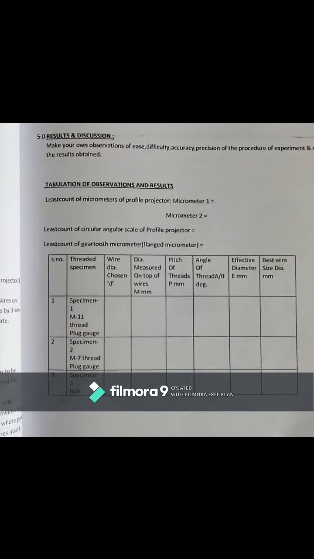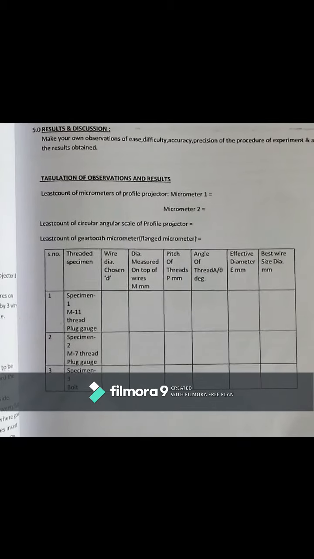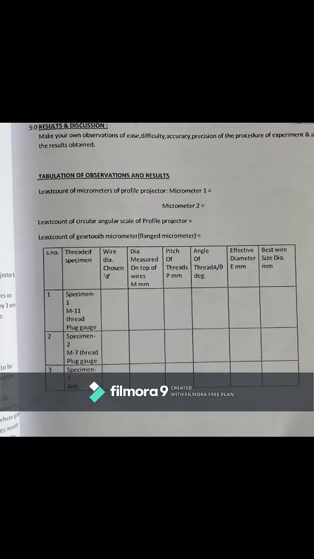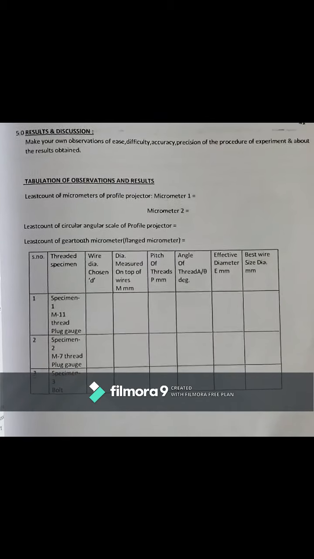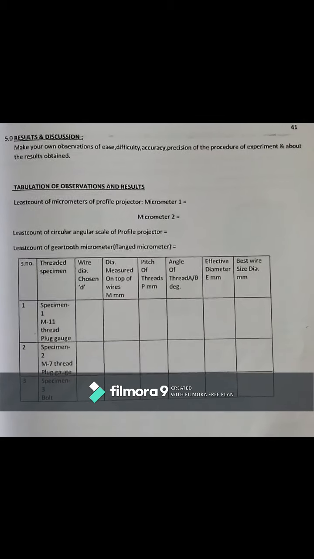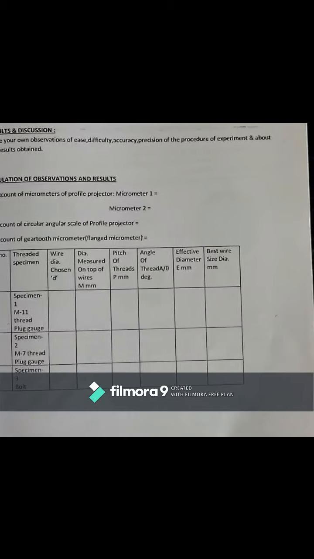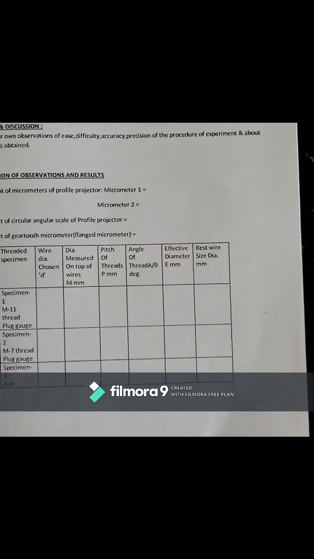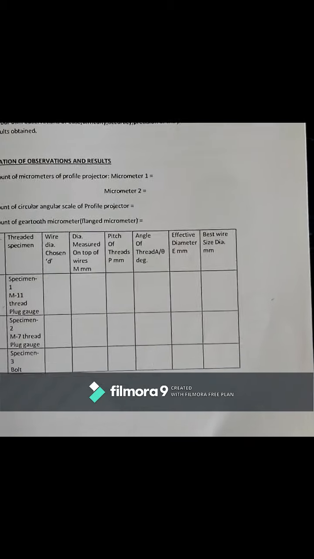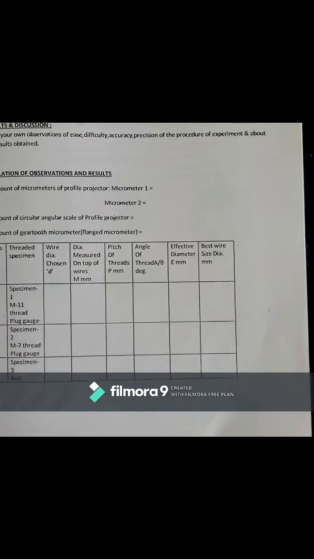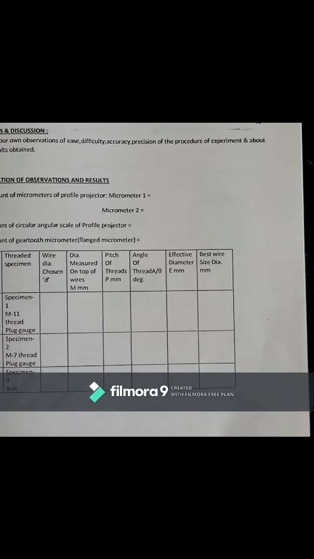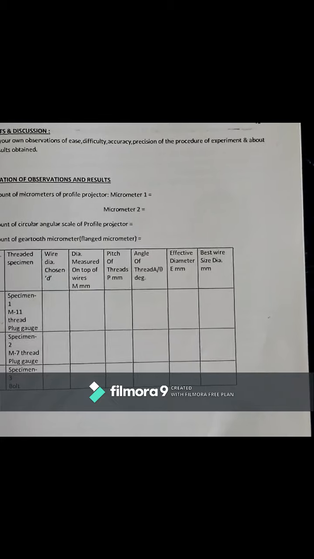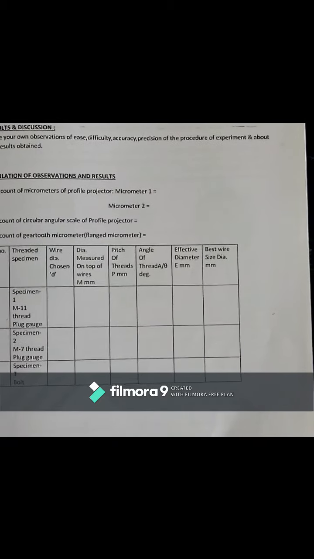Then diameter measured on top of wires, represented by m, which unit is mm. Pitch of threads, then angle of threads, effective diameter, and best wire size diameter. These are all the parameters we have to find in order to calculate the effective diameter of a screw thread.